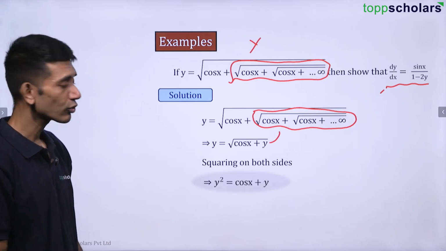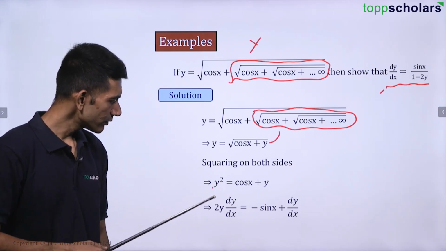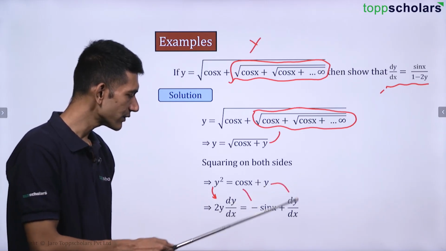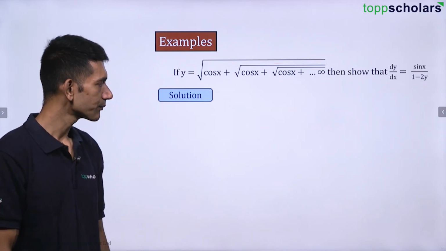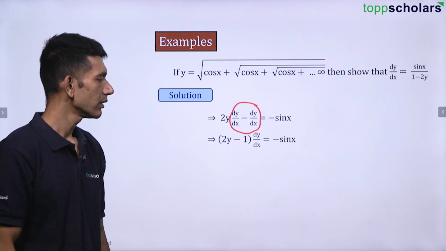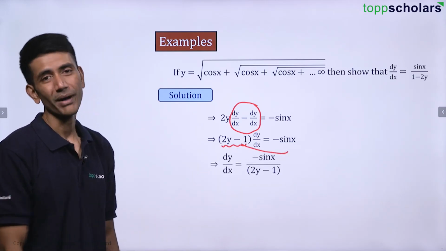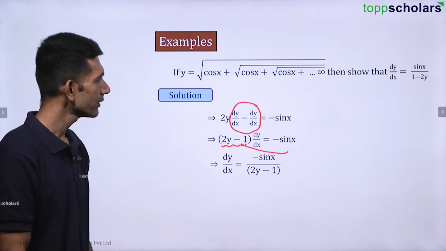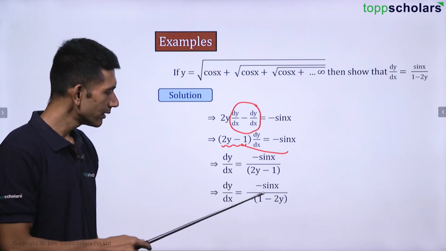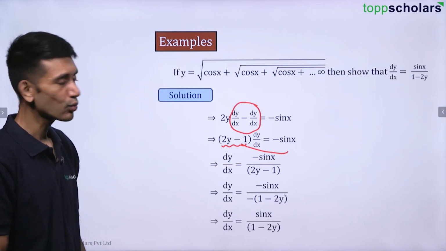You can solve this further. Squaring on both the sides, y square is equal to cos x plus y. So if you differentiate on both the sides with respect to x, this becomes 2y dy by dx. Cos x becomes minus sin x. y becomes dy by dx. Take dy by dx terms together. Take dy by dx common. You get 2y minus 1. Shift 2y minus 1 to the other side. You get minus sin x by 2y minus 1. Correct? And then further you can write this as minus of 1 minus 2y. You can cancel the minus sign, right? And then you get sin x by 1 minus 2y.